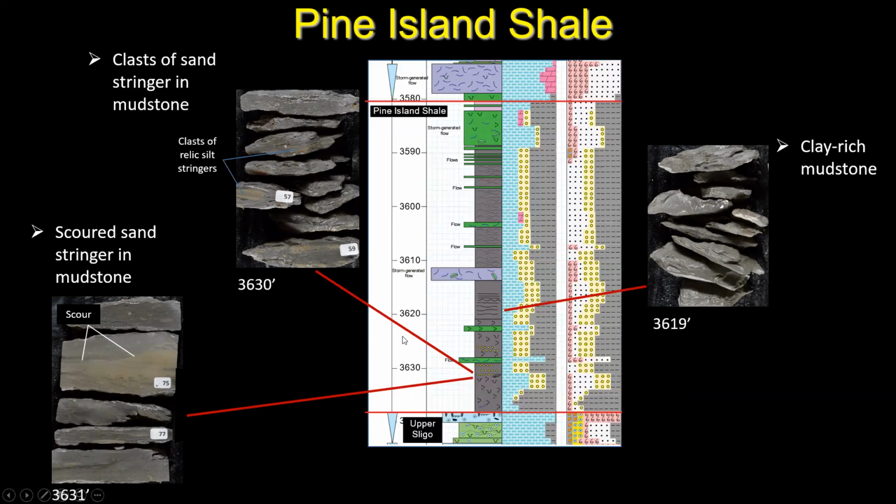The next core slab, right here, shows a siliciclastic mudstone with clasts of silt stringers. These are little clasts of silt here and here. It looks like this could have been a silt bed that got ripped up again and redeposited. As I said, it looks like gravity flow deposits of some sort were common in this section.